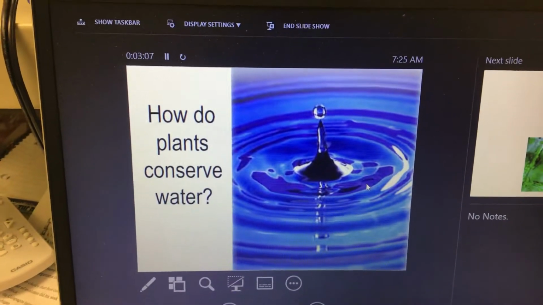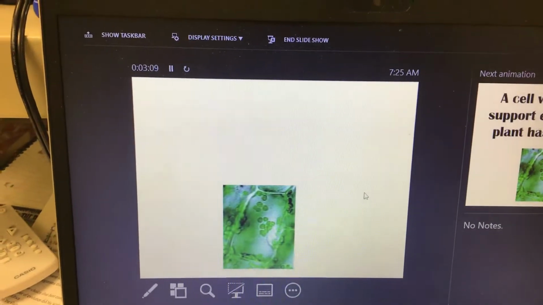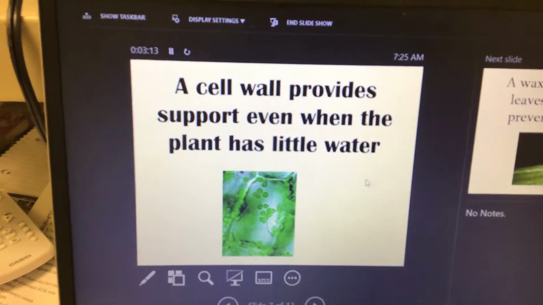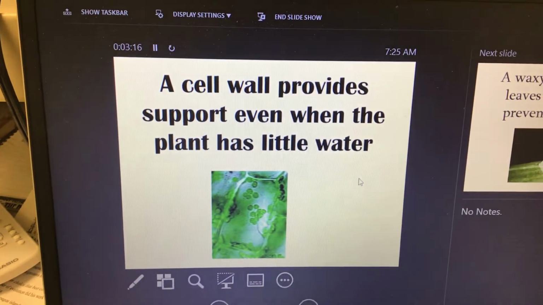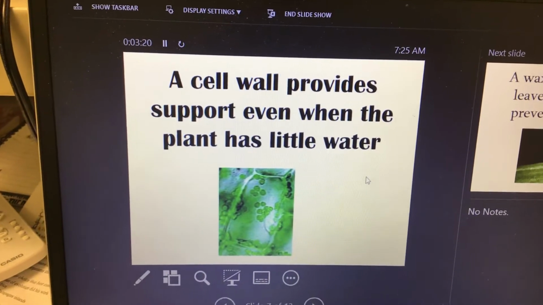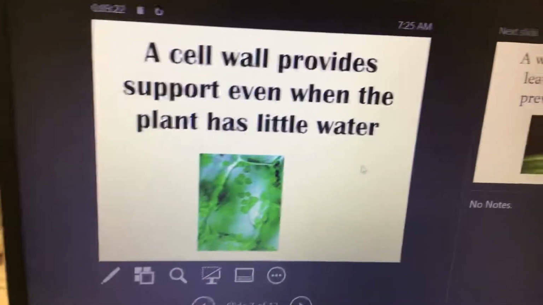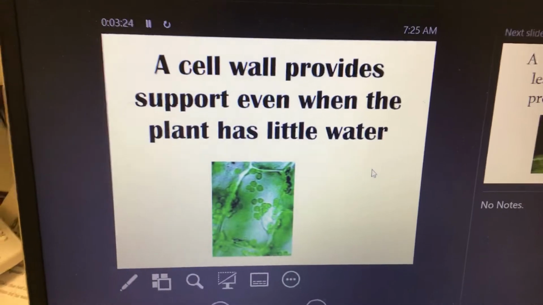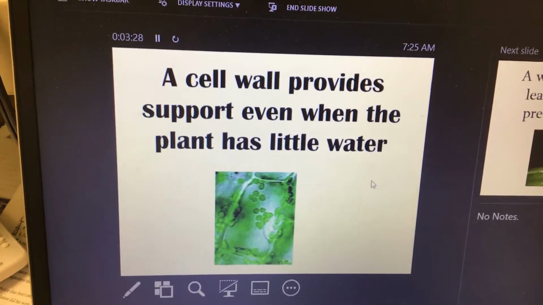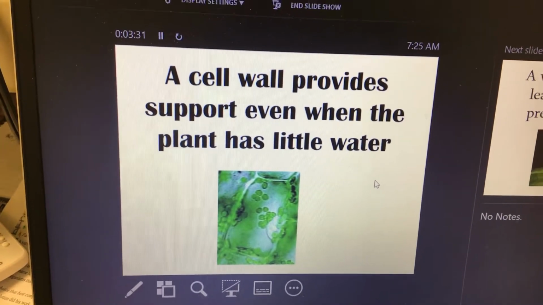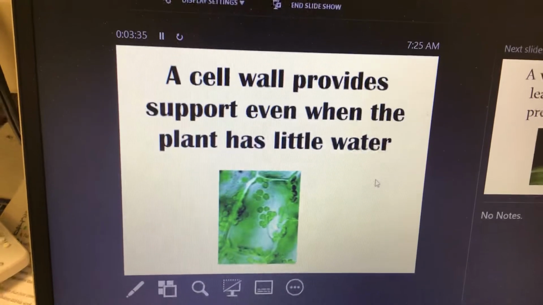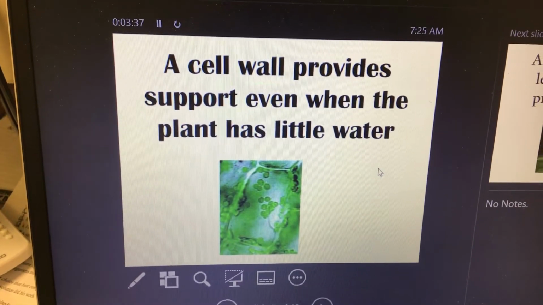You don't need to write this. How do plants conserve water? Worry about that. I would like you to write this down. A cell wall provides support even when the plant has little water. Normally plant cells, and all cells, including yours, are plump with water. They're full of water, okay, and that also kind of helps give it shape. Okay, if you think of like a water balloon, it has a pretty round shape when it's full of water.